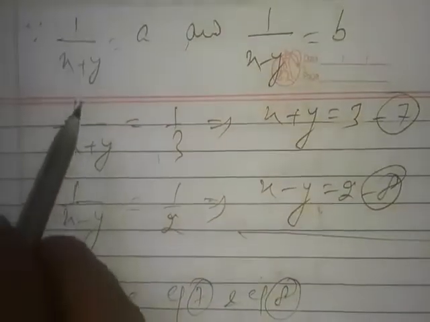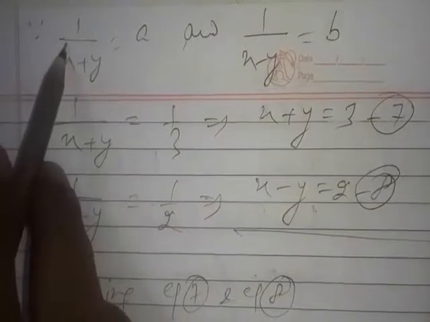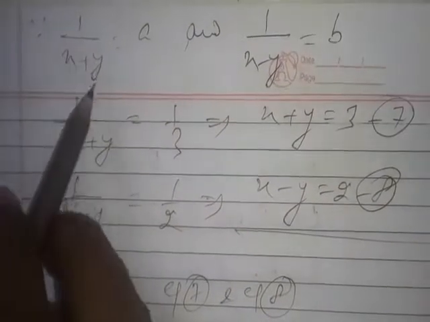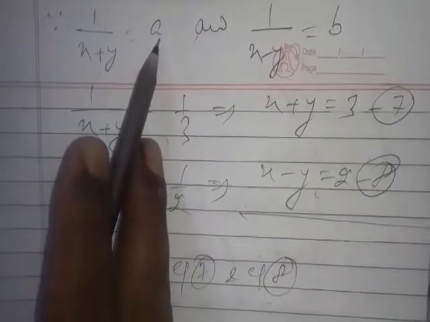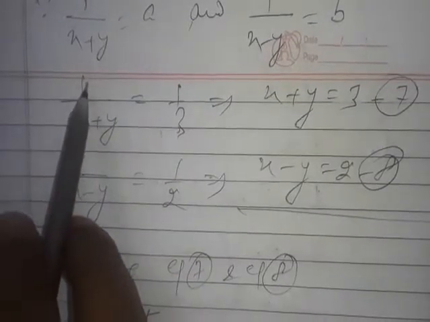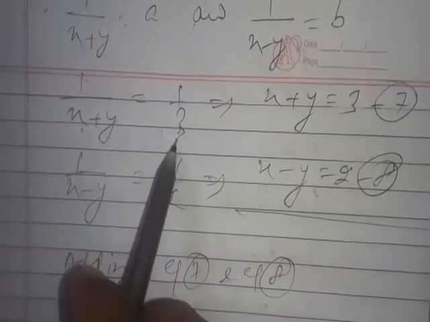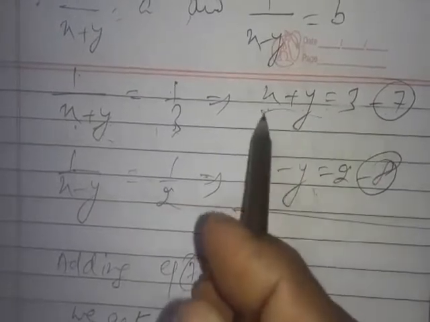Now as we have assumed in the beginning that 1 by x plus y is equals to a and 1 by x minus y is equals to b, so by putting the value of a, which we have obtained just now, 1 by 3, we get a new equation 1 by x plus y is equals to 1 by 3. And by making the cross multiplication, we get x plus y is equal to 3, a new linear equation.